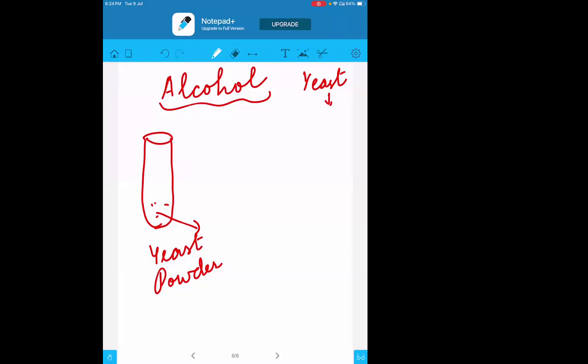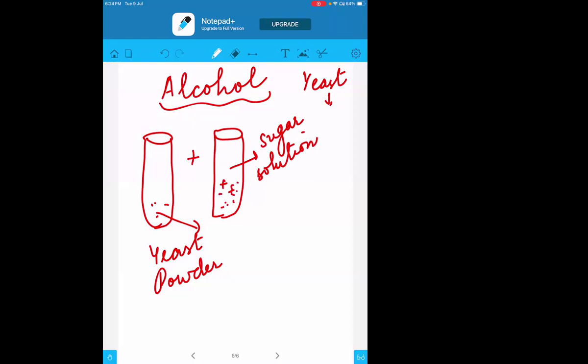So yeast, in the test tube, we should take the yeast powder. After taking the yeast powder, we should add the sugar solution to it. Okay. After taking the yeast powder, what should we add? We should add the sugar solution to it.